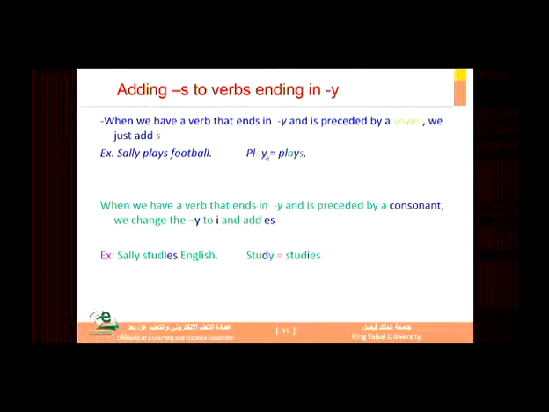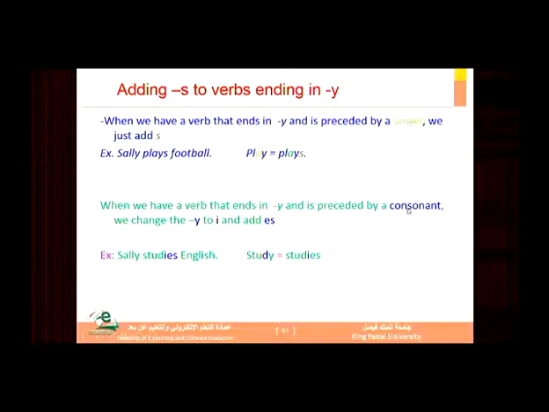Can we say that again? Yes. If we have a verb like play and this verb ends in Y, now we look at the letter before the Y. If it is a vowel, like A, O, E, we just add an S to the end. So there is no change to the form of the verb. Sally plays football.